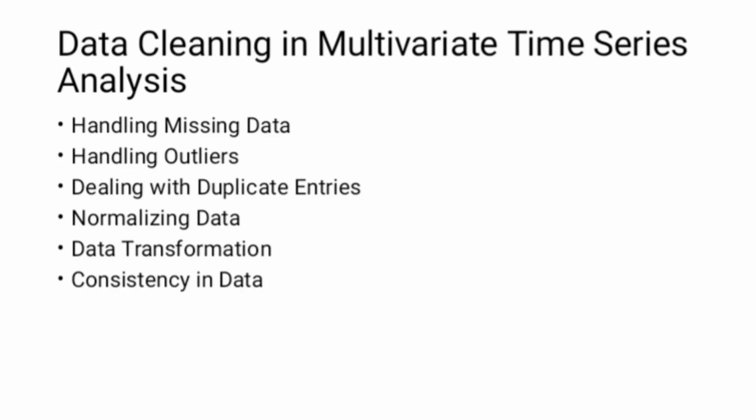The next step is normalizing the data. Transforming variables to have a mean of 0 and a standard deviation of 1. This is particularly useful when working with variables measured in different units. Next, data transformation. Sometimes data needs to be transformed to make it suitable for analysis, such as applying a log transformation to make a skewed distribution more normal.